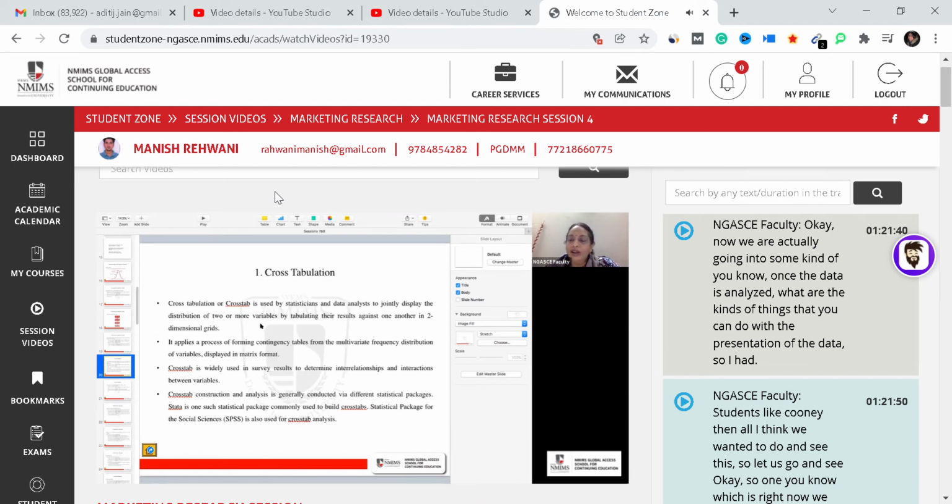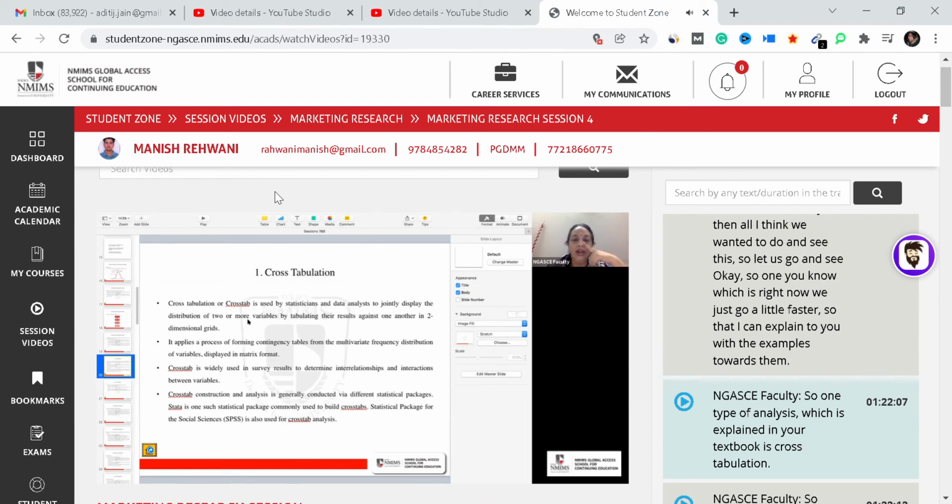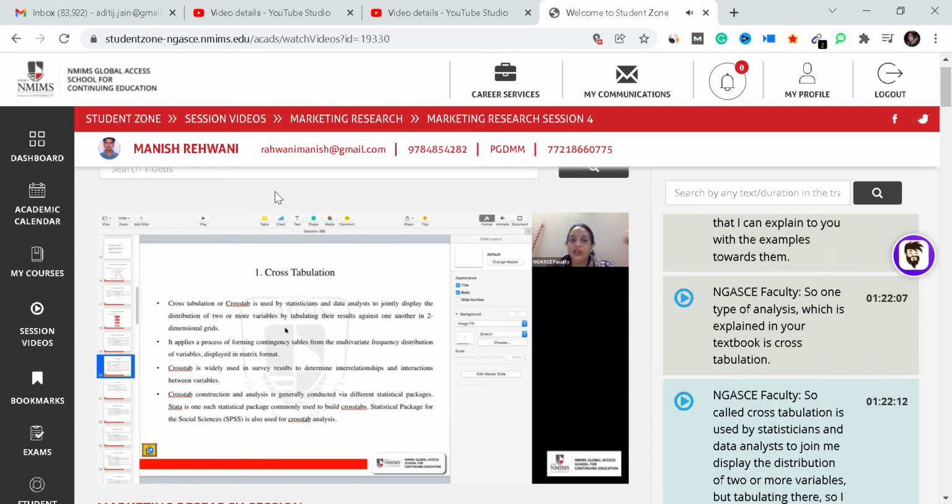Okay, so one, I will now go a little faster so that I can explain to you with examples towards the end. One type of analysis explained in your textbook is cross-tabulation. Cross-tabulation is used by statisticians and data analysts to jointly display the distribution of two or more variables by tabulating their results against the other.